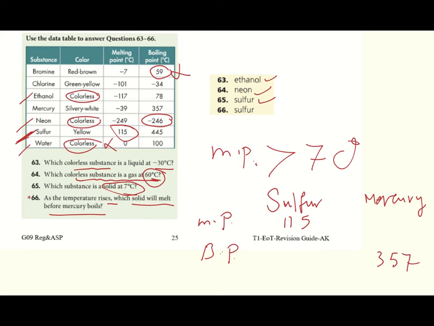So which solid will melt before mercury boils? The melting point of sulfur is 115. The boiling point of mercury is 357. This means that the sulfur melts before the mercury boils. That's why we have chosen sulfur here.